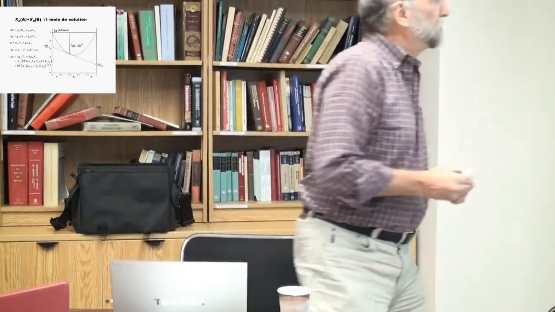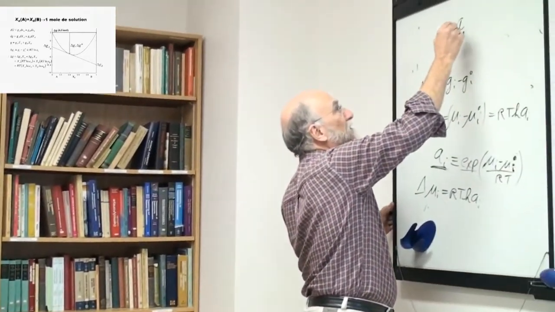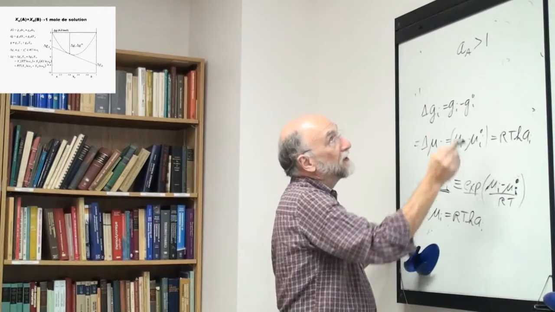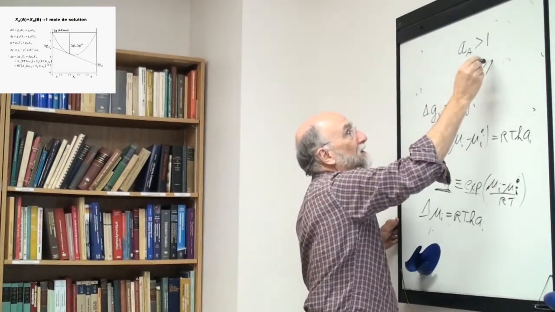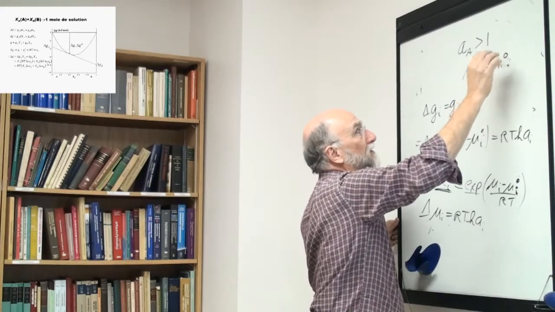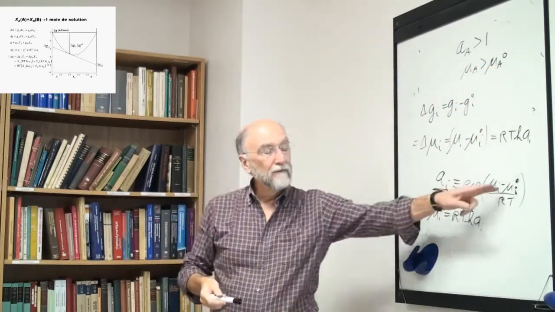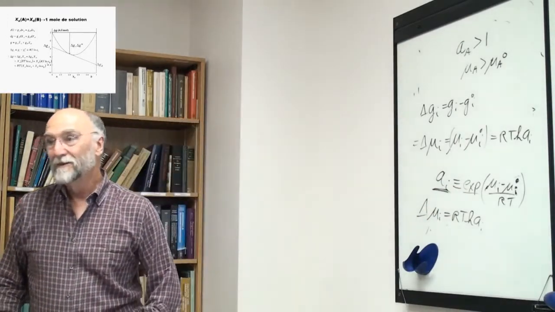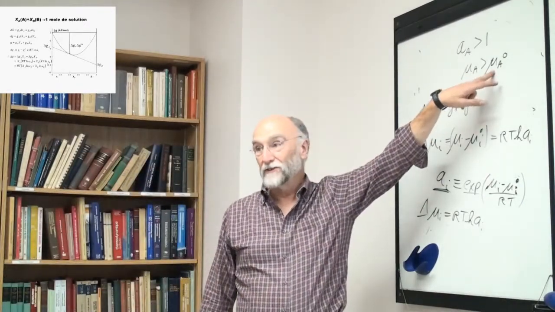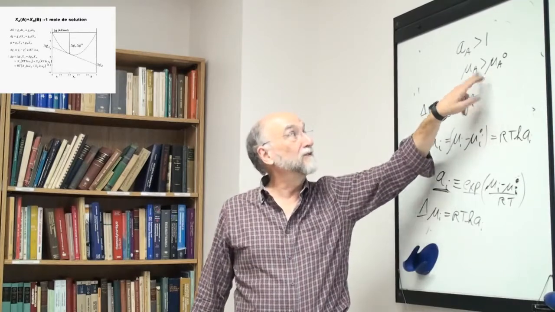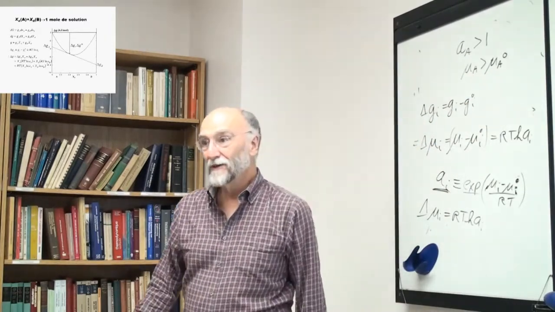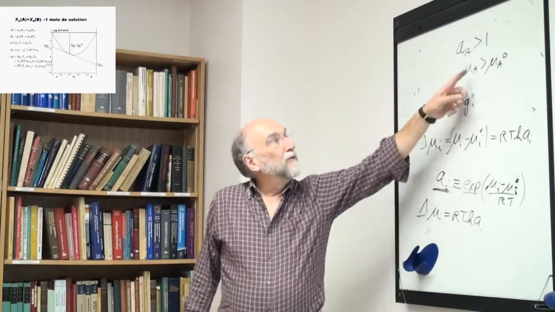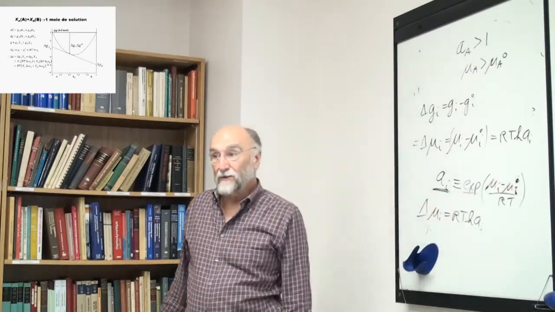Why is that? Suppose you had a solution where the activity of A was greater than 1. If the activity of A is greater than 1, that means that mu A is greater than mu A 0. So what happens then, of course, is that A comes out of solution as pure A. It goes from high potential in solution to low potential in the pure component. The pure component has a lower potential of A than A in solution, so it comes out of solution. So you can't have a solution in which the activity is greater than 1, at least with respect to forming a standard state which is accessible, a real standard state.